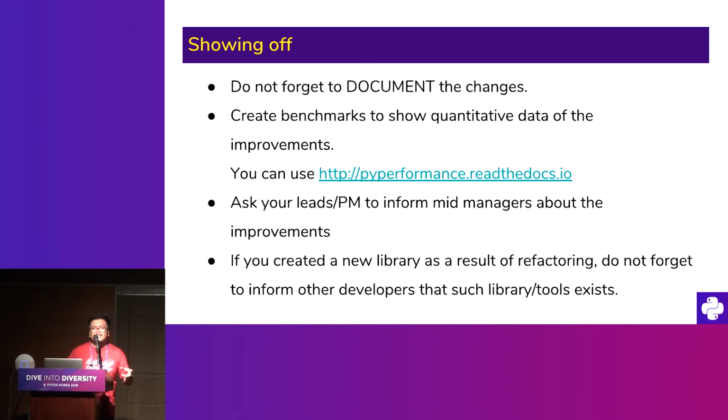And then, create benchmarks. There are a lot of libraries like PyPerformance, which can create benchmarks and give you quantitative data on whether your code really did improve. We have Coveralls for code coverage. And you can have continuous integration check if the code quality improved. There are a lot of tools like this, like Travis. There's also one in Jenkins. Again, as I mentioned earlier, ask your PM and leads to inform the higher managers about what happened so that they can recognize you. And lastly, if you created a new library, don't forget to tell other developers, hey, I created a new library, maybe you can use it. Because it's probably going to help you improve the library out of all the refactoring that you've done.